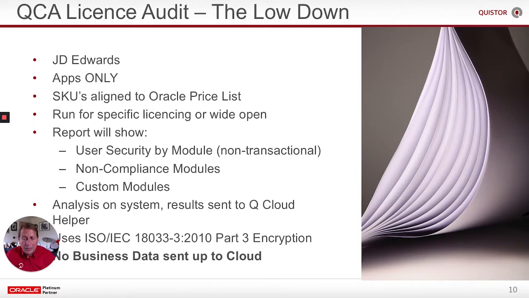And one final thing is that no business data is ever taken up into the cloud. Now, when we say business data, we also mean personal data. So that's the reason we run the analysis on the system for a license audit, so that we don't have any of that business data or personal data flying out of your system. It's all contained within your system. We just take the results up to the Q-Cloud.